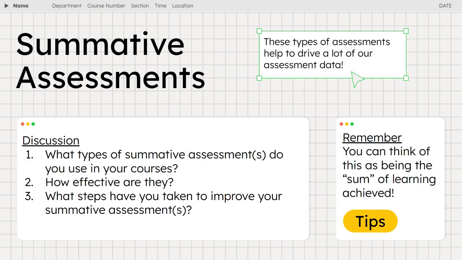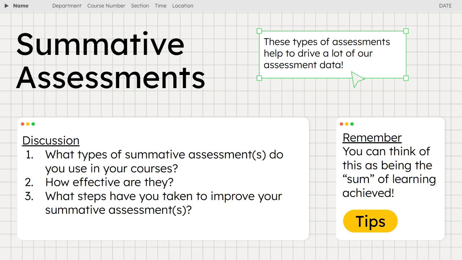And in thinking about summative assessments, and again, we're thinking about that as being the sum of learning achieved, we want to consider the following. Number 1, what types of summative assessments do you use in your courses? Number 2, how effective are they? And then number 3, what steps have you taken to improve your summative assessments? Or assessment, if maybe you only have the one. So, like we did earlier, go ahead and pause this video, and then I will continue in a moment.